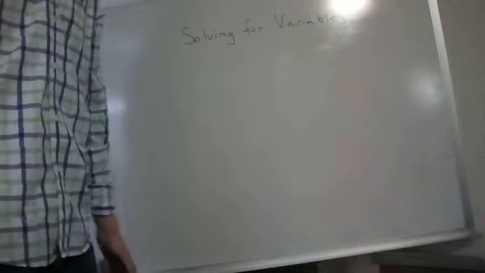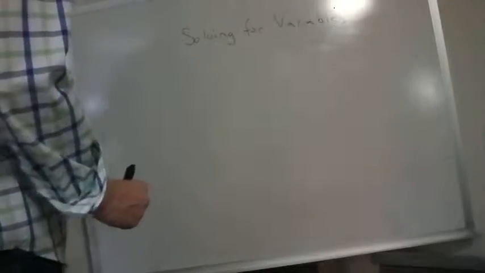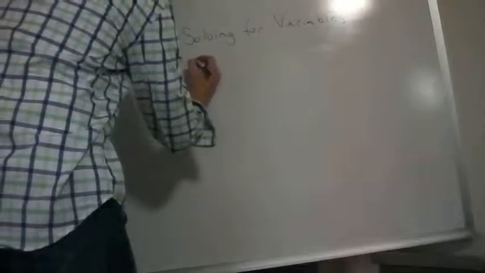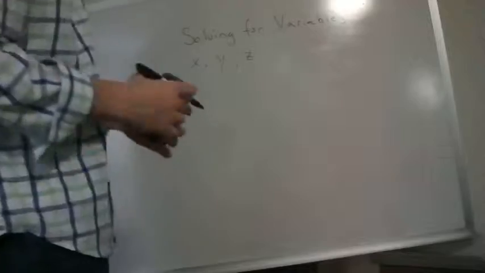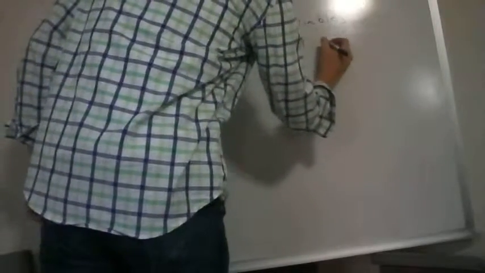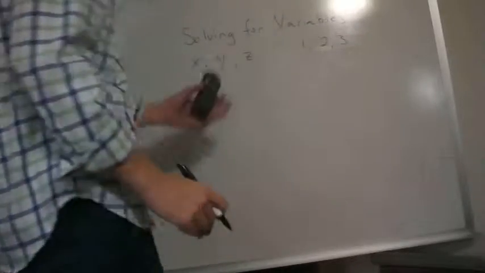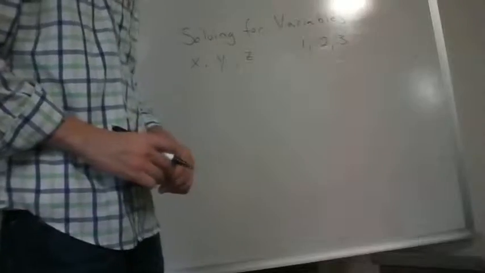Today I'm going to be talking about solving for variables. Now remember, a variable is a letter, for example, x, y, z, as opposed to a number, which we call a constant. A number, for example, 1, 2, 3.